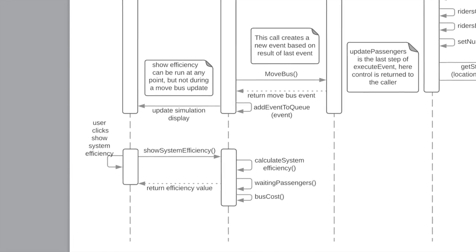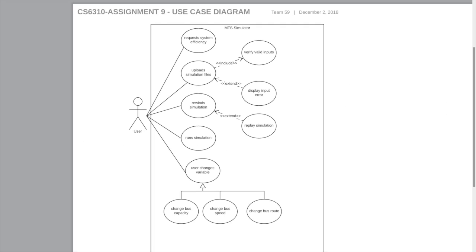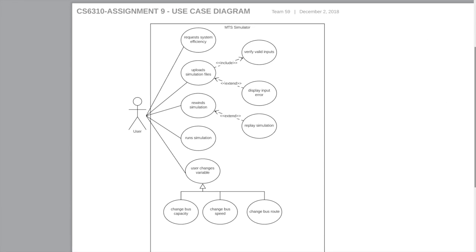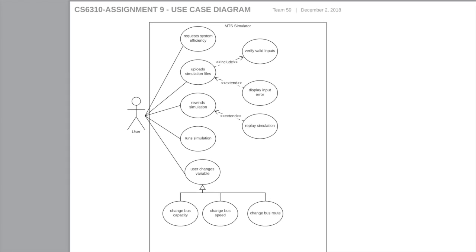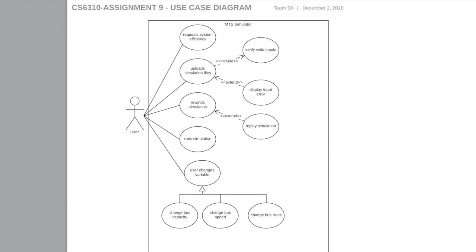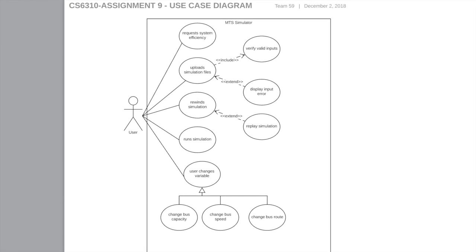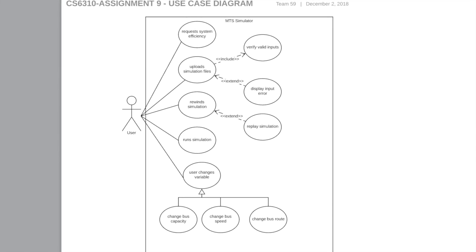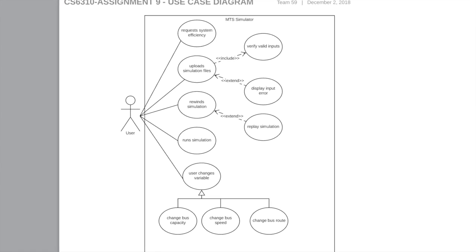Unfortunately, we weren't able to capture in code all that was outlined in the UML for our system. The use case diagram probably shows most clearly at a high level what those other functions were, namely being able to change the system variables to see how it impacts the system efficiency, and quantifying that with a calculation.